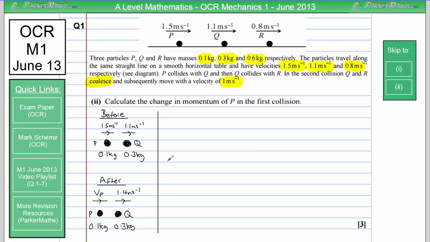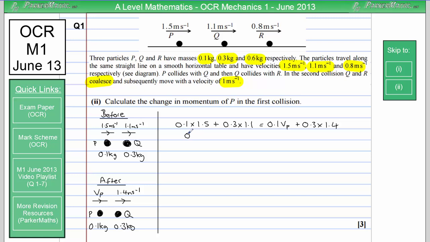Once again, we'll set up a momentum equation. We've got the mass of P, which is 0.1, multiplied by the velocity of P, which is 1.5, and we'll add to that the mass of particle Q, which is 0.3, multiplied by its velocity, which is 1.1. This represents the momentum before the collision. After the collision, P still has a mass of 0.1. Its velocity we've defined as Vp, and Q has a mass of 0.3 multiplied by a velocity of 1.4.